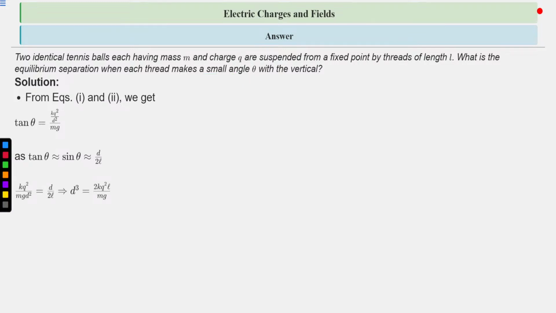So by putting these values, what we got for tan theta is kq² upon mg d² equal to d by 2l, and from here we got d³ equal to 2kq²l upon mg, and d is (2kq²l upon mg) raised to power 1 by 3. After putting the value of k, which is 1 by 4π epsilon naught, we will get this final result.